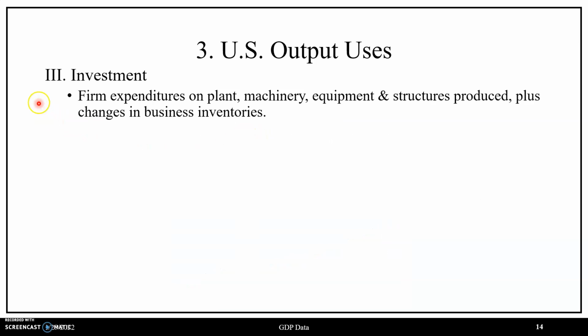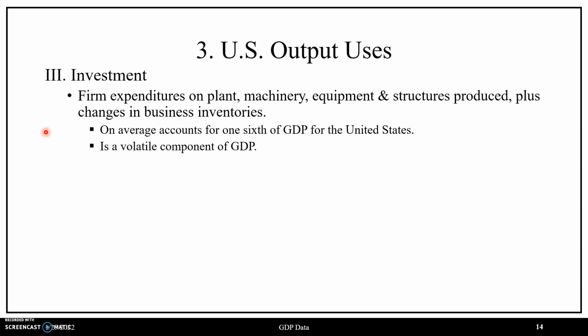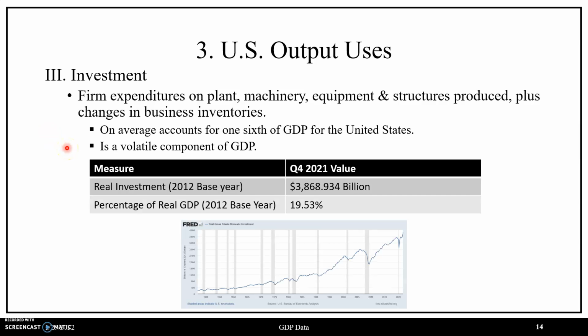Moving on to investment, this is going to be how firms are spending their money on goods and services on things such as plants, machinery, equipment, and business inventories, where on average for the United States, this will comprise about 1/6 of GDP and is a pretty volatile component of GDP. And in terms of our figures for Q4 2021, where once again 2012 is our base year, it had a value of $3,868.934 billion and was about 19.53% of real GDP for 2021, which is in line with our estimate of 1/6 of GDP.